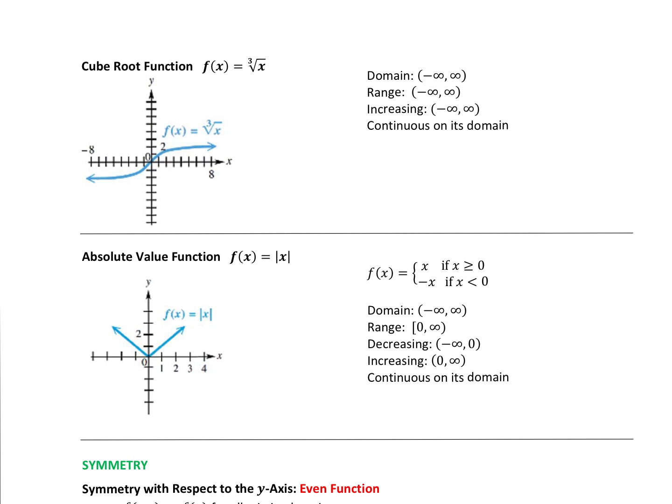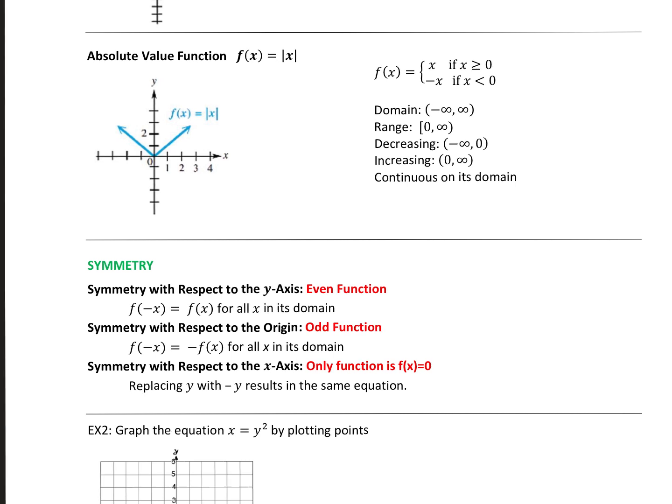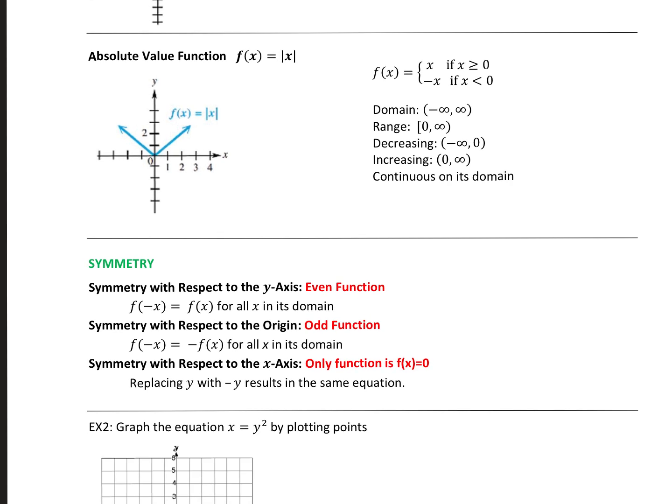For the cube root function, let's see. Again, domain negative infinity to positive infinity. Range still negative infinity to positive infinity. It is again increasing always. And then it's continuous on its domain. Absolute value function. So we have if it's just x, x is going to be greater than 0. And if we have a negative x on the inside, x is less than 0.